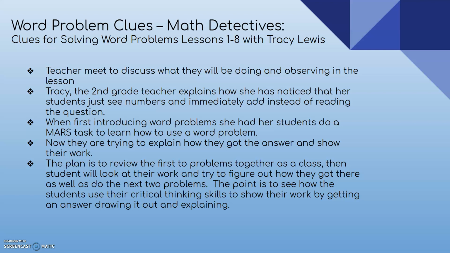The plan is to review the first 2 problems together as a class. Then the students will look at their work and try to figure out how they got there, as well as do the next 2 problems. The point is to see how the students use their critical thinking skills to show their work by getting an answer, by drawing it out and explaining.